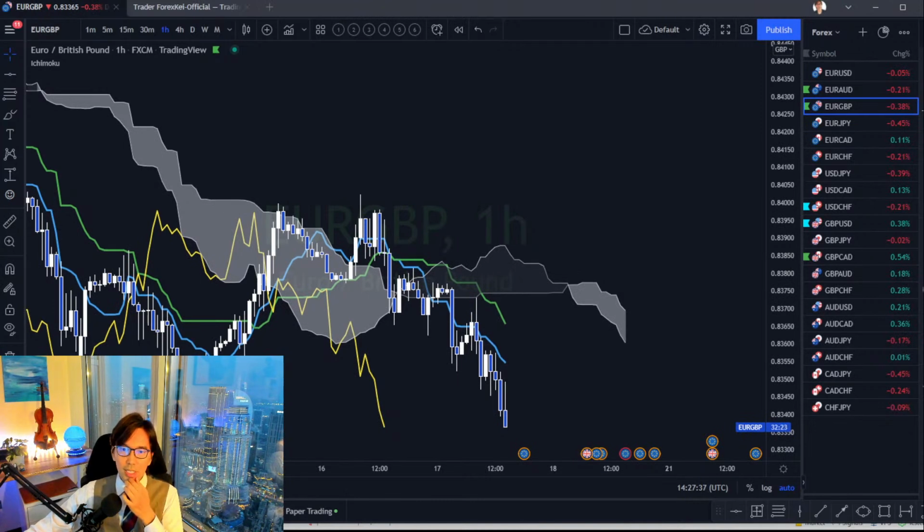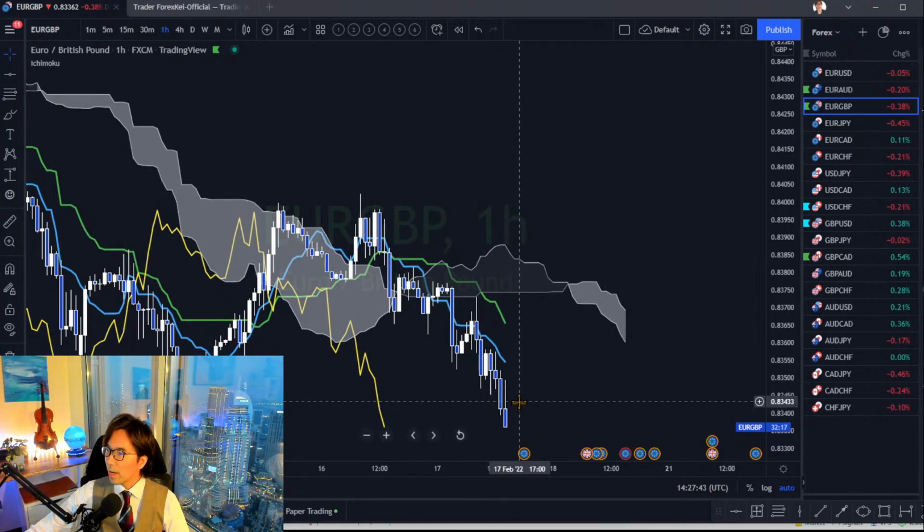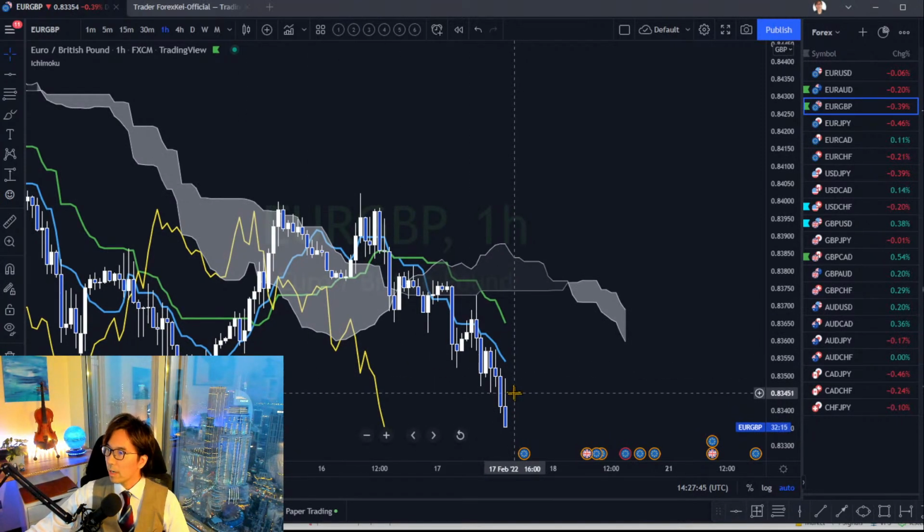So Euro Pound at 0.8345. 0.8345 was here. Yeah, so that's good. It's still going down, so no reason to exit. You can move it to break even and keep trading the profits as the market goes bearish.